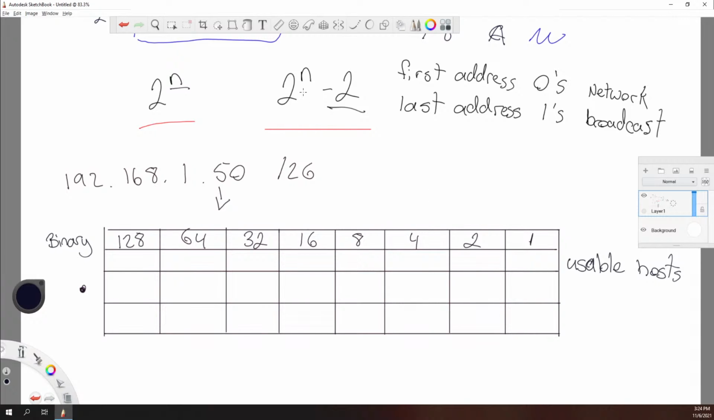So if we remember this equation, 2 to the n minus 2. So what does that tell us? Well, it tells us off the bat that we really can't make a network out of just one. So in usable, there's nothing.